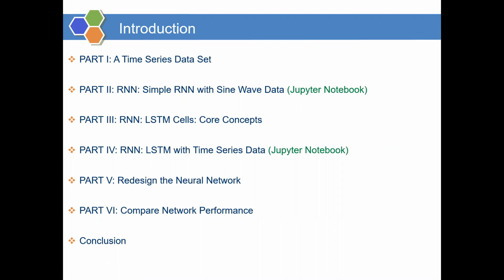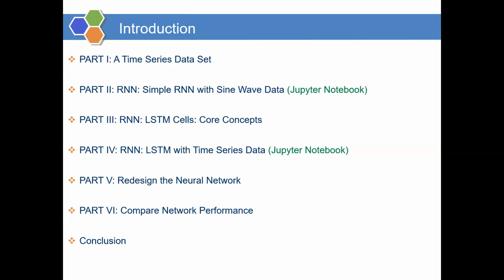Part 2, RNN, simple RNN with sine wave data. I have generated a sine wave dataset. Then I have built, trained, and evaluated a simple RNN. I will discuss this part in Python. Part 3, RNN, LSTM cells, core concepts. I will discuss the core concepts of the LSTM cell. I will also discuss similarities and differences between cell state in LSTM and hidden state in simple RNN.